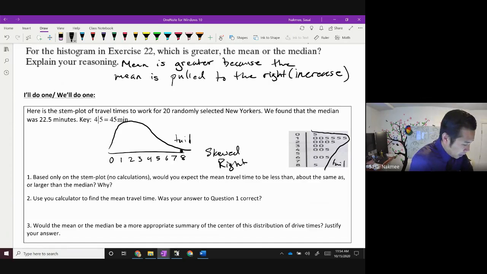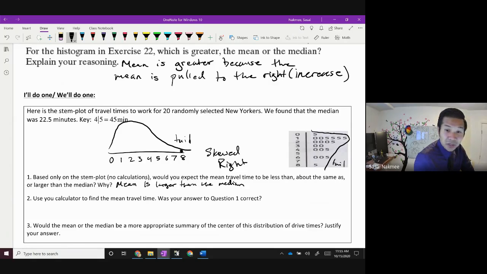Based on this stem plot, would you expect the mean travel time to be less than, about the same, or larger than the median? Since it's skewed right, I'd say the mean is probably going to be larger than the median. And why?